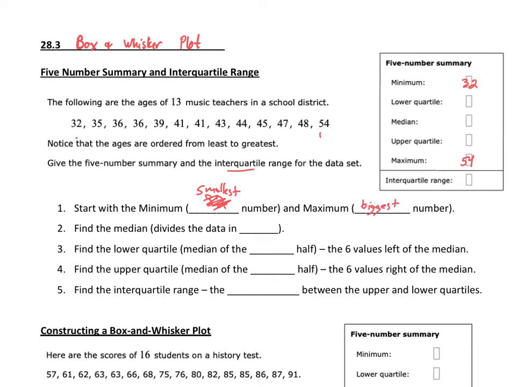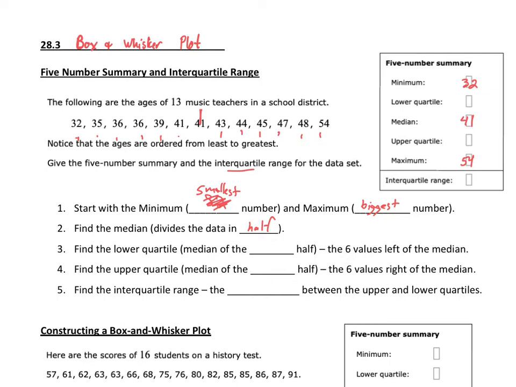Okay, so now we're going to find the median. It divides the data in half. So halfway through it, we know we can count and work our way to the center. This set of data only has one middle number, which is 41. Sometimes you'll have two, and you have to find the average of those two.